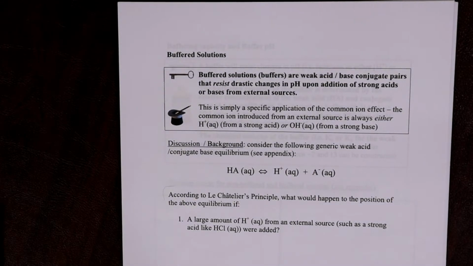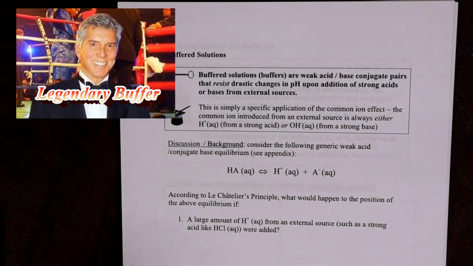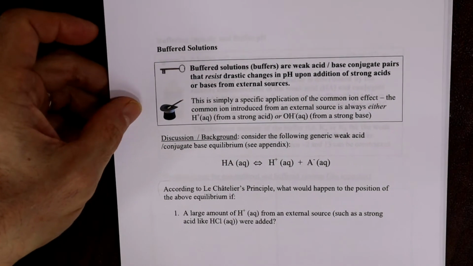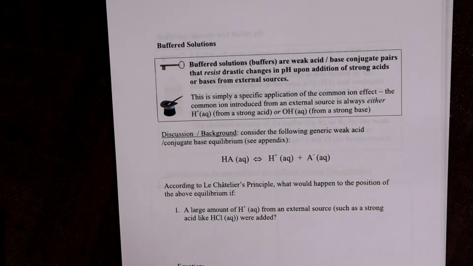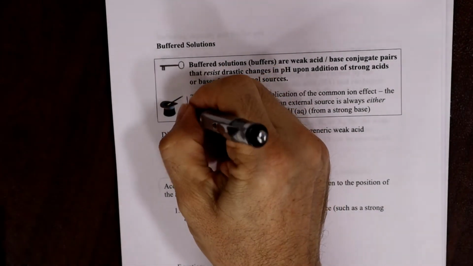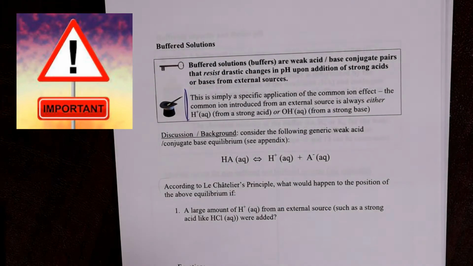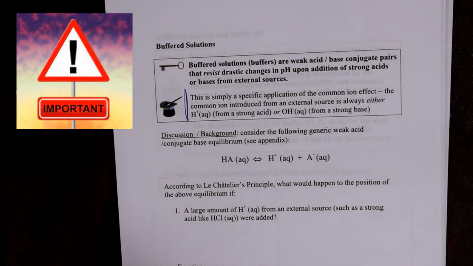All right, now we move on to the legendary buffers. As we mentioned, a buffer solution is typically a weak acid and its conjugate base in the same container, but you can have weak bases as well, so you could have a weak base with its conjugate acid in containers. We can do both, but we tend to concentrate on the weak acid versions. Don't get intimidated by this at all. This is a very specific application of the common ion effect.